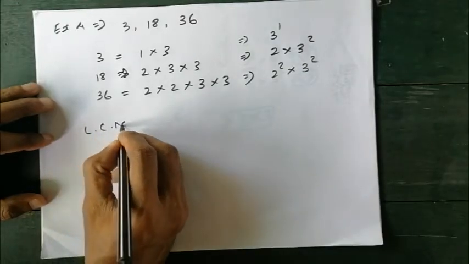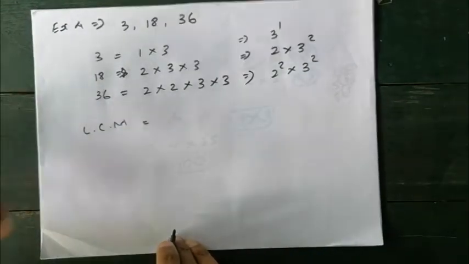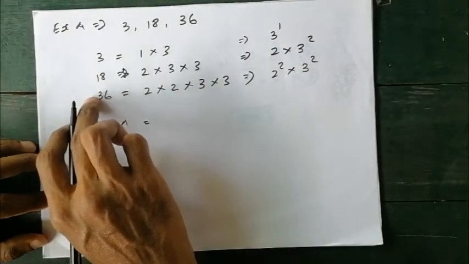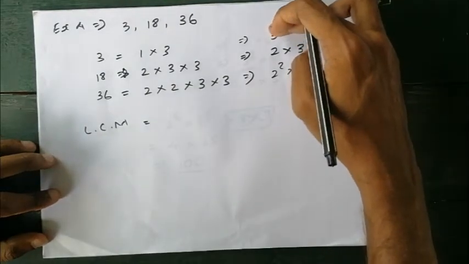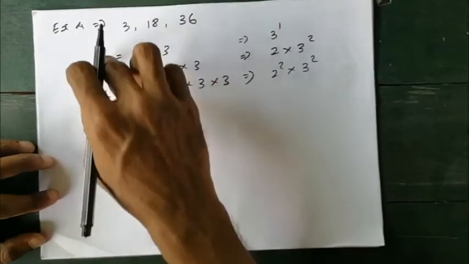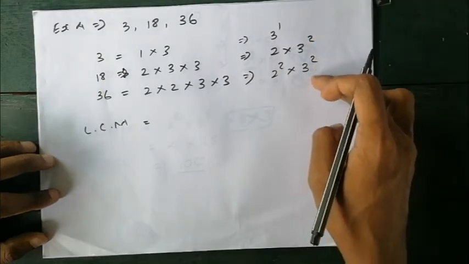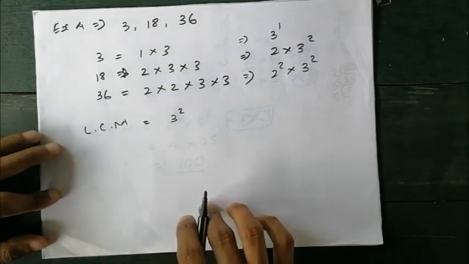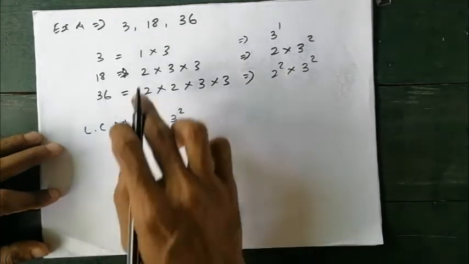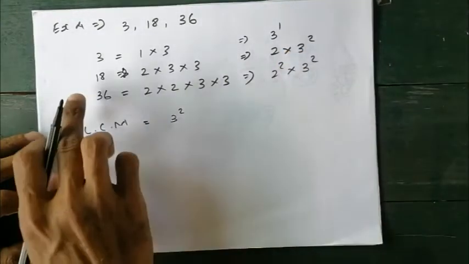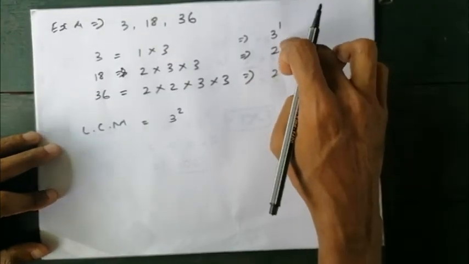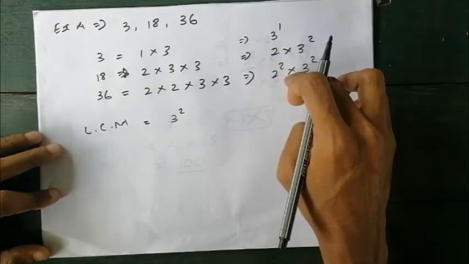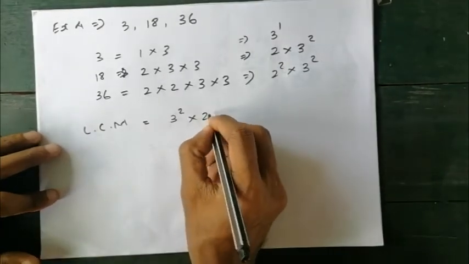For the LCM step, first is the common highest factor. 3 is the common factor for all those 3 values. The highest one is 3 squared, so we take the highest one. Then we check the common factor for 2 of the values. We have another common factor, it is 2. The highest power is 2 squared, so we are taking 2 squared.